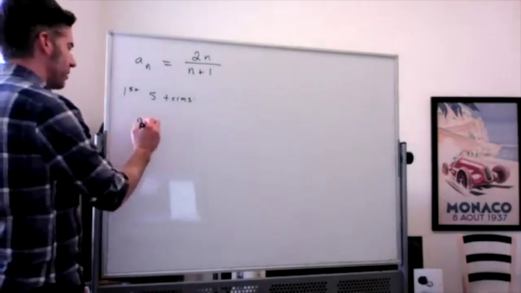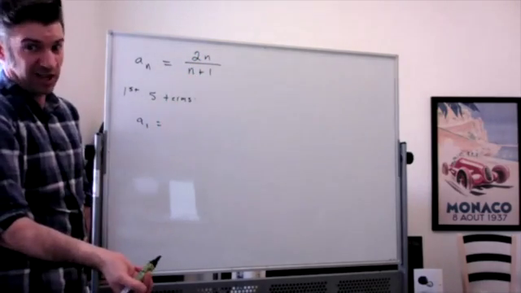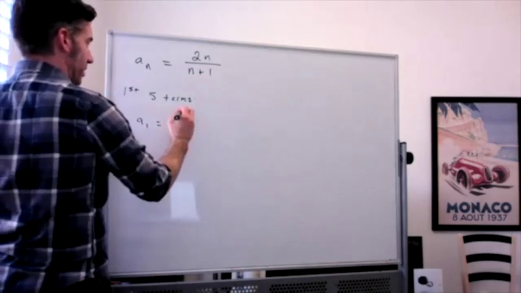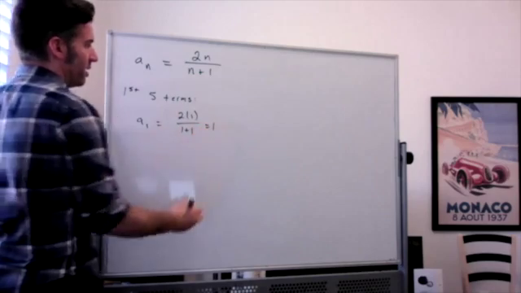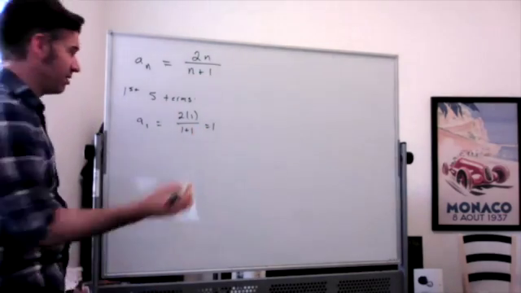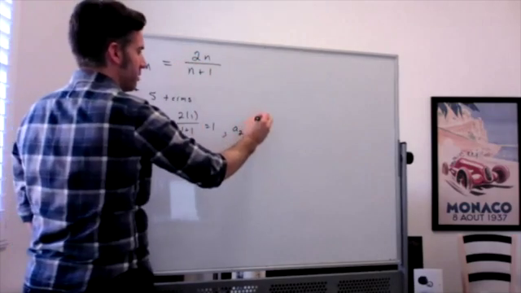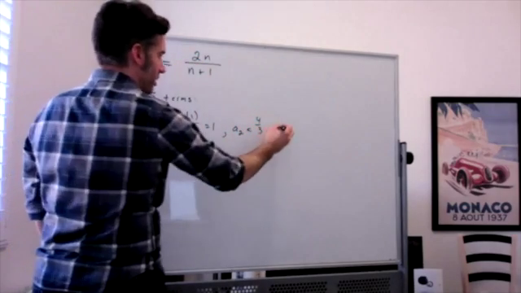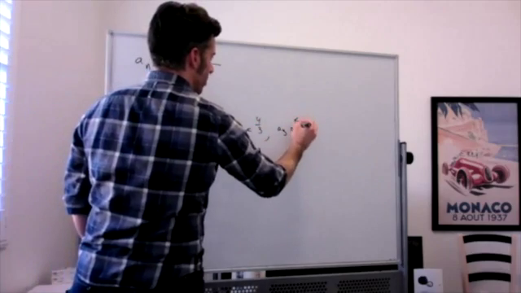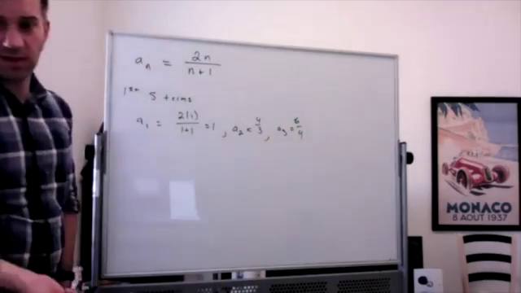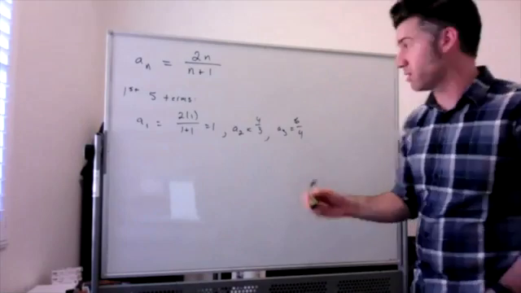So a sub 1 is just a function, right? We're just plugging in 1 for n. So I'm going to get 2 times 1 over 1 plus 1. 2 over 2 is 1. I don't think we really need to show all the work. A sub 2 is 4 over 3. A sub 3 is 6 over 4, which you could reduce, but I often don't reduce things when I'm writing them out because it kind of takes away from the pattern aspect of things.